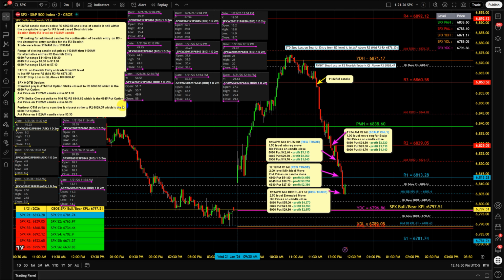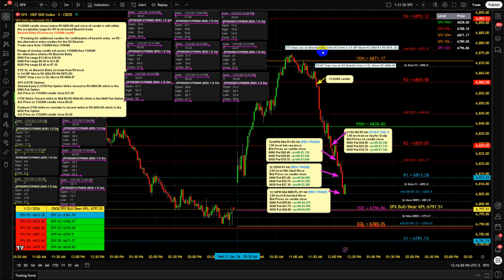The first out of the money strike closest to the first midpoint below the level you're taking the bearish trade from, in this case mid R2, R3, 68.4482, is going to be the 68.45 strike. So that's going to be the 68.45 put option. Ask price on the 11:32 a.m. candle close, $6.20. The furthest out of the money strike we can consider on this R3 bearish trade is one full level away, the R2 level, 68.2905. The closest strike to that is 68.30, the 68.30 put option. Ask price on the candle close, $3.30.